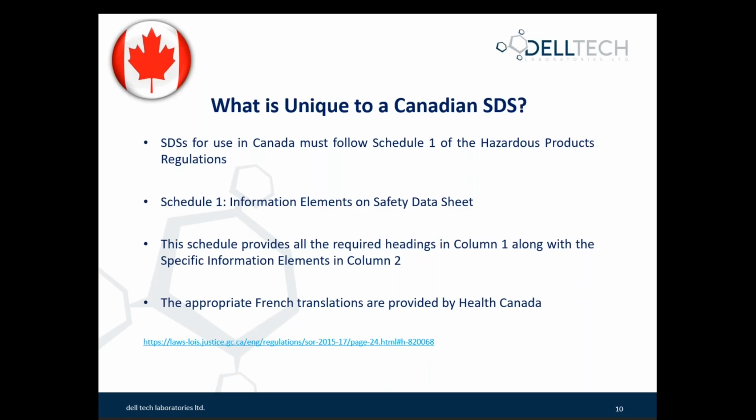What we have is Schedule 1 goes into great detail about what they call the information elements on a safety data sheet. So the schedule itself provides information on all the required headings that must be on your safety data sheet, along with the specific information elements. One thing you want to do is make sure and check with your SDS authoring program that you purchased to ensure that these headings and subheadings are being met. They must be there, and you must use the terminology that's used in Schedule 1 in English and in French.